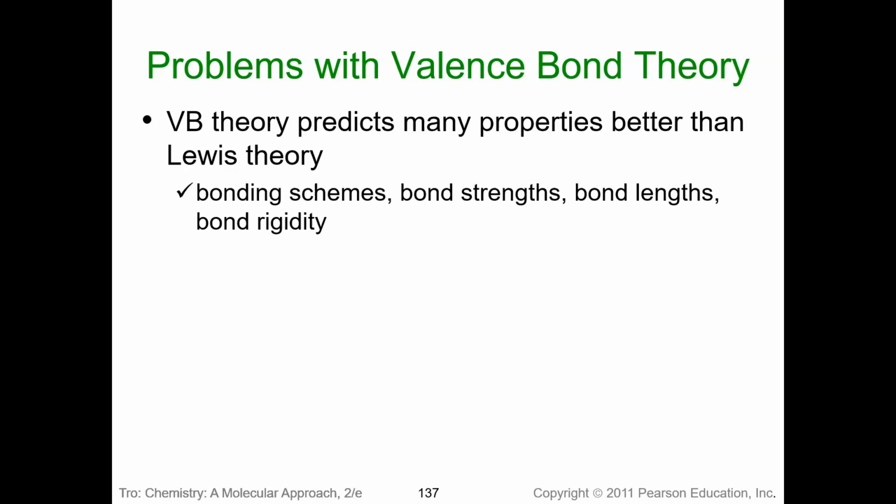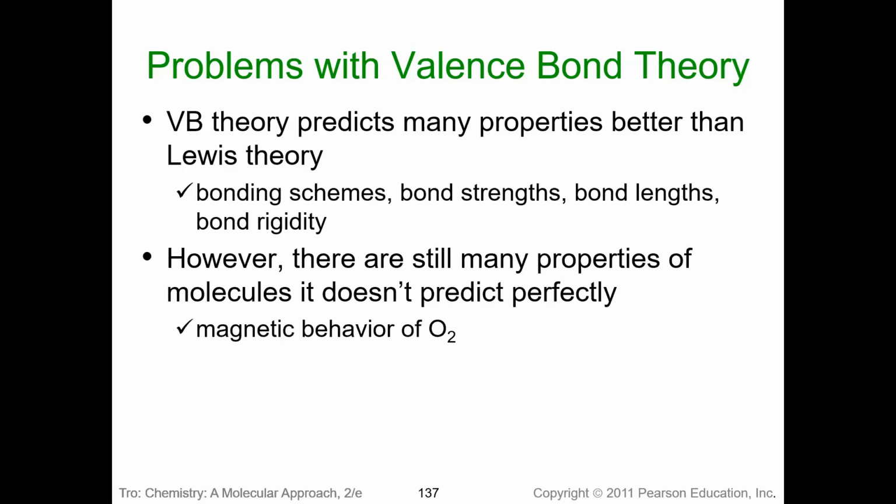Okay, so valence bond theory predicts better than Lewis theory. And it gives a better idea of the shapes of our molecules. That's what we were doing with AB4, which has 109.5 degrees. That's valence bond theory. But there are still problems with valence bond theory itself.